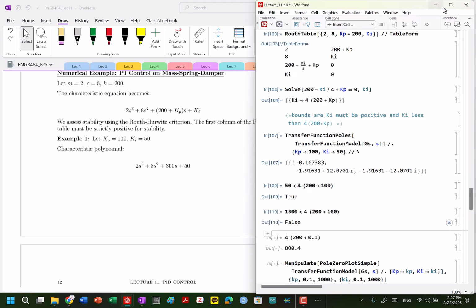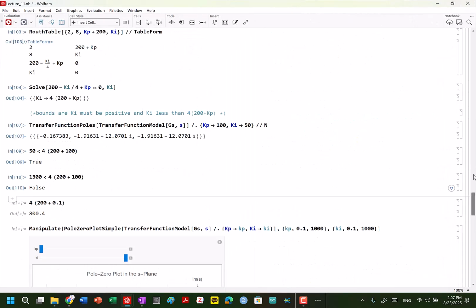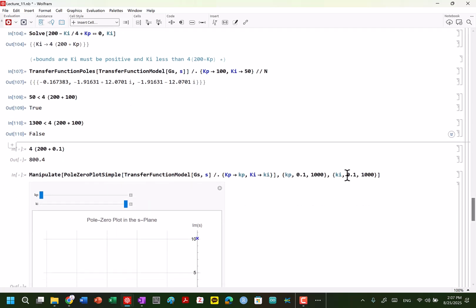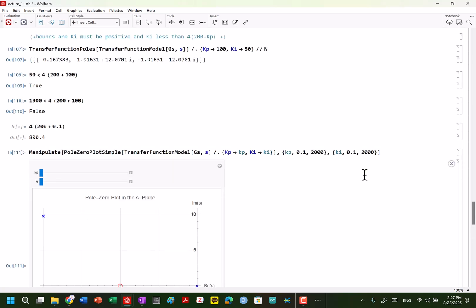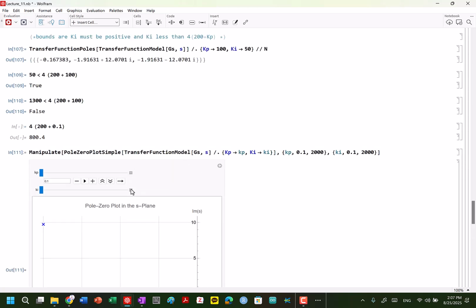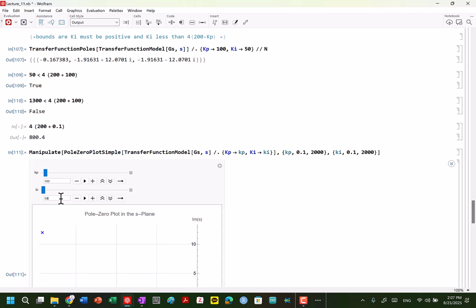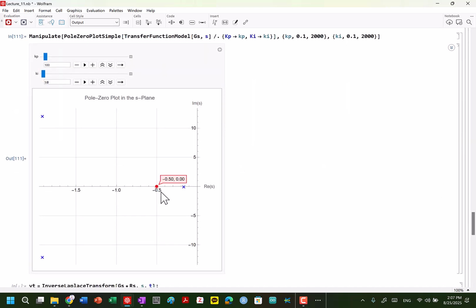So let's go ahead and look at the system response here. I'm going to increase this to 2000. Same thing here, and let's start with that first system. Let's look at the poles. When Kp was 100 and Ki was 50, we see that we have a zero here that's shifted a little bit. We have a pole here, pole here. This system should be stable.